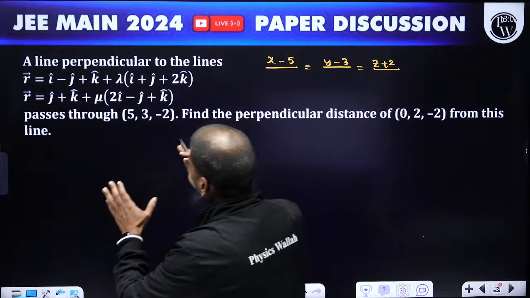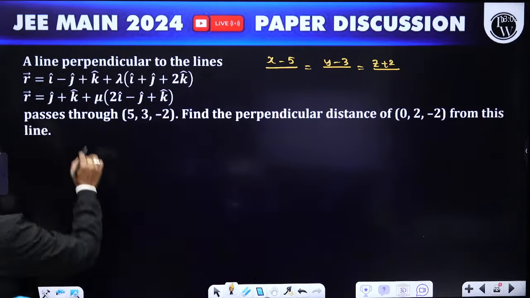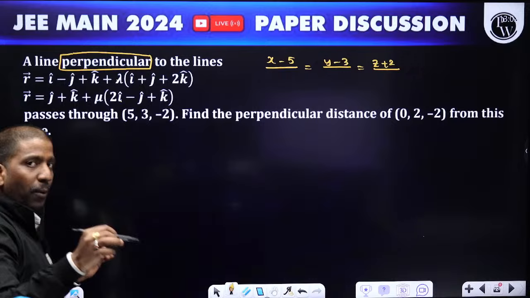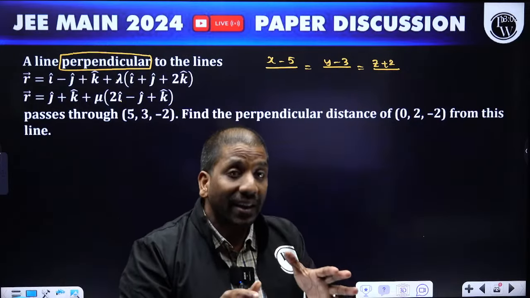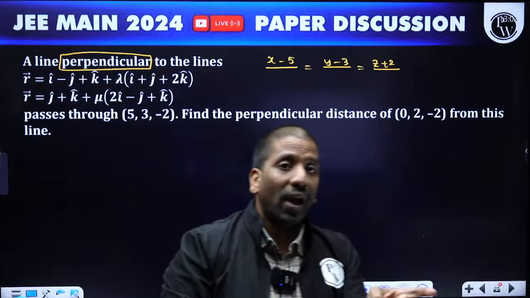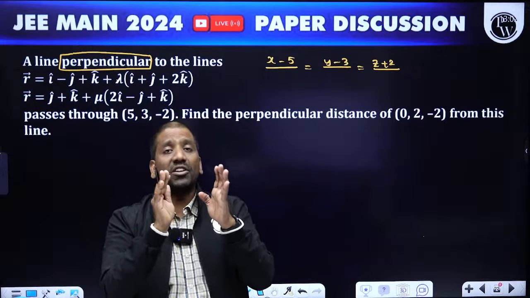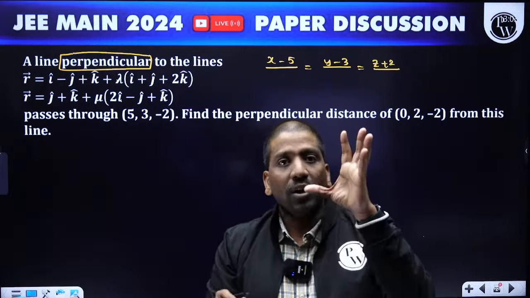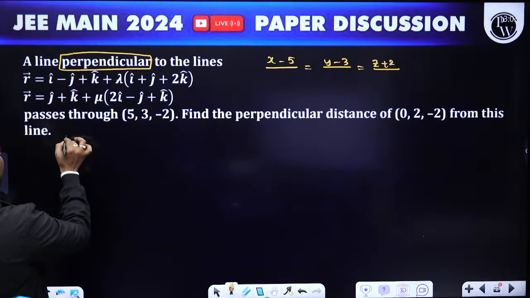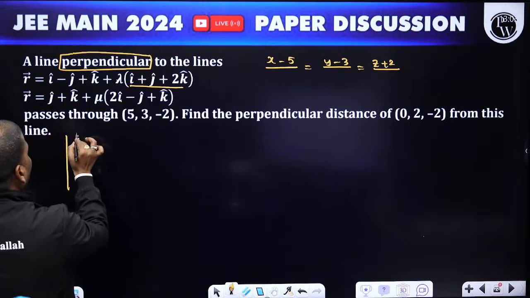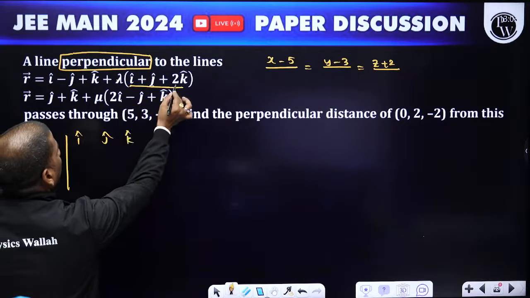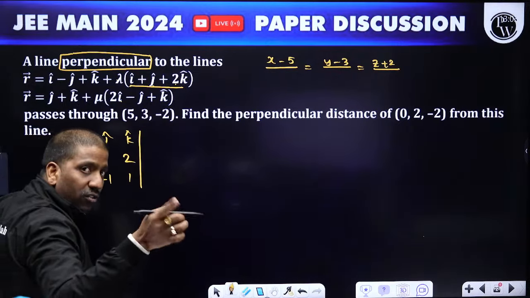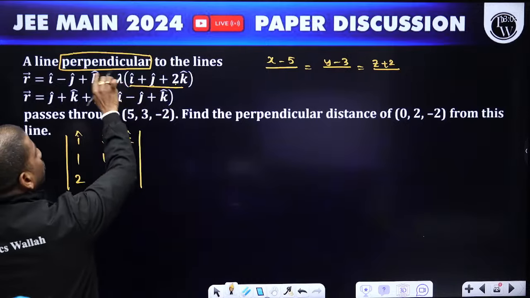We want those DRs. In order to find the DRs, our line is perpendicular to both the lines, so our line is parallel to the cross product of those two lines. That is the first and foremost point from vector product: A cross B is a vector perpendicular to both A bar and B bar. So we find the cross product of these two vectors: i, j, k, 1, 1, 2, 1, 1, 2, 2, minus 1, 1. Since the cross product is a vector perpendicular to both the vectors, that's what we want.